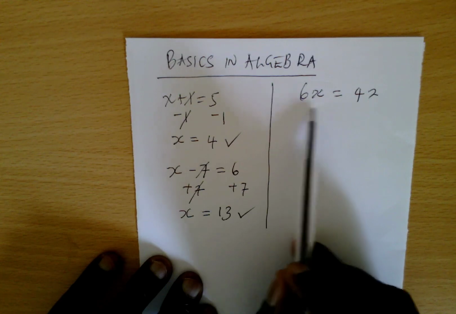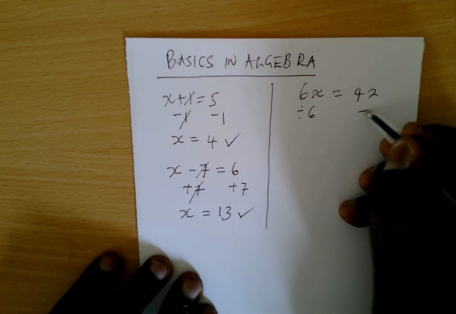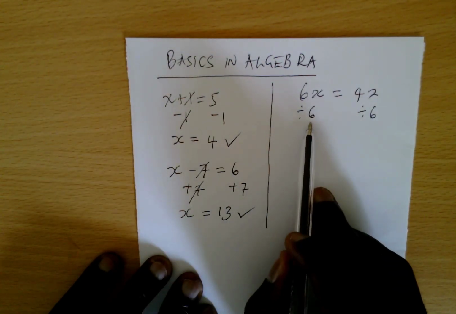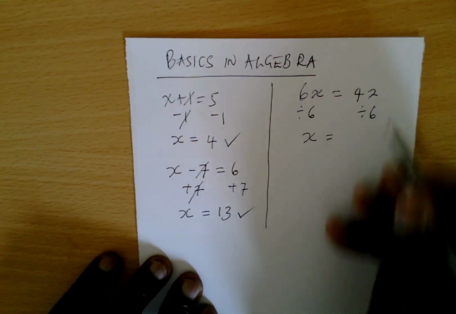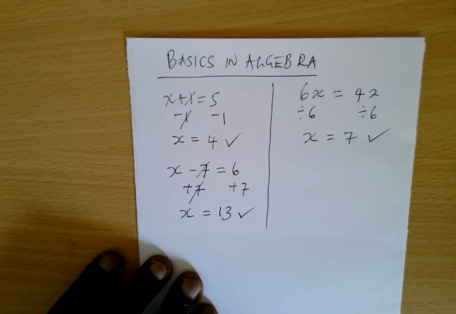So what we do, we divide by 6. So divide by 6 on the left hand side, divide by 6 on the right hand side, like I always say. So 6x divided by 6 will be 1x. 42 divided by 6 will be what? 7. So there we have also solved that simple equation, one step, okay?